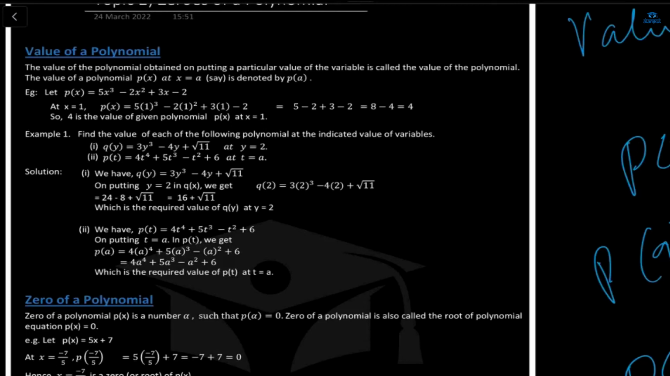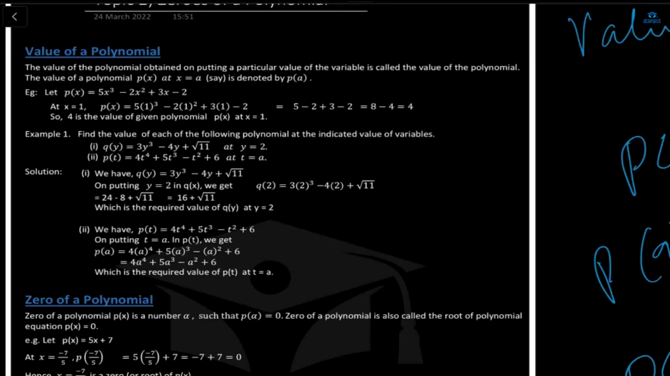Let's have a quick example number 1. We'll solve example number 1 quickly, and then we will move on. So, Zikra, for the first question, the polynomial is given to you. Qy is equal to 3y cube minus 4y plus root 11. Now you have to find the value of this polynomial Qy at y is equal to 2. Can you tell me the answer, Zikra? You have to solve it in your copy, actually.